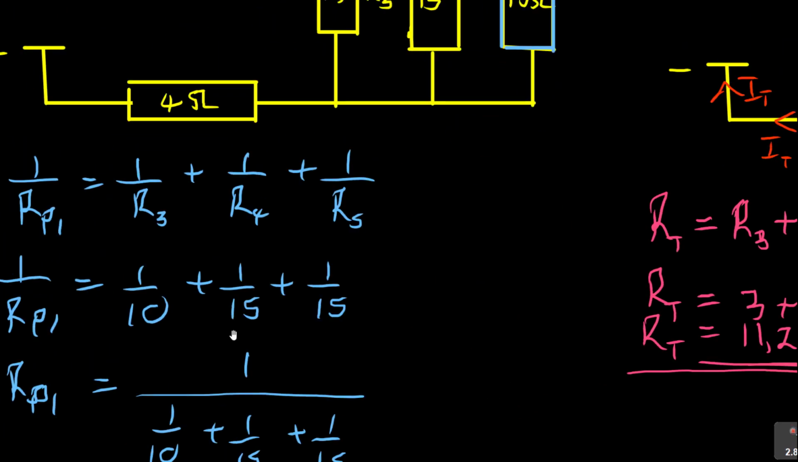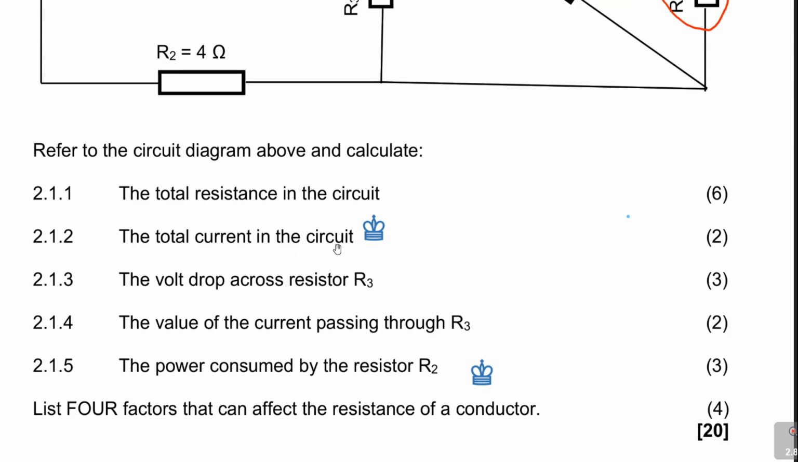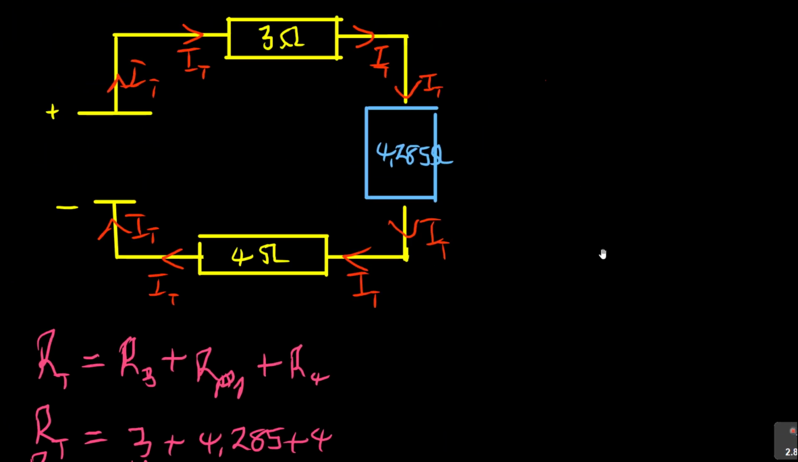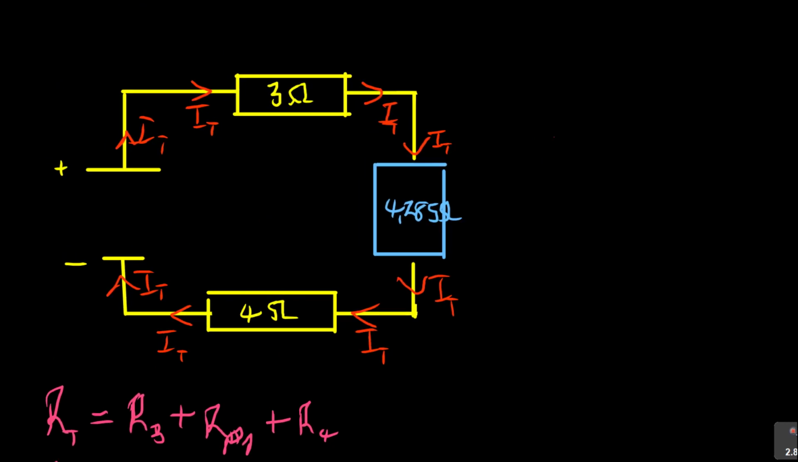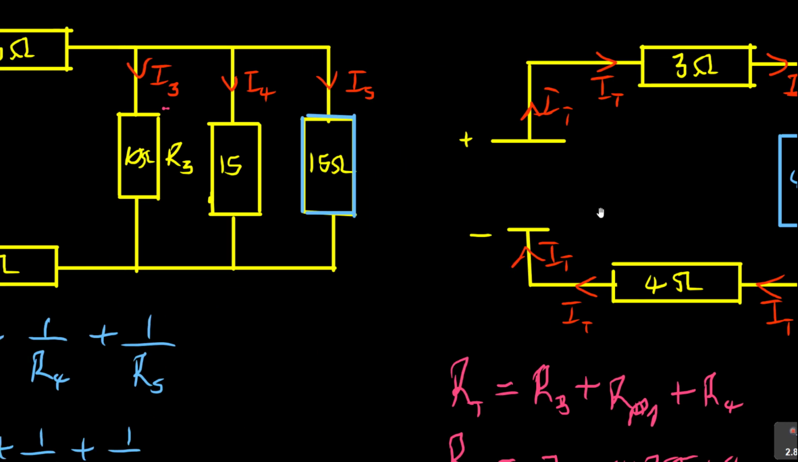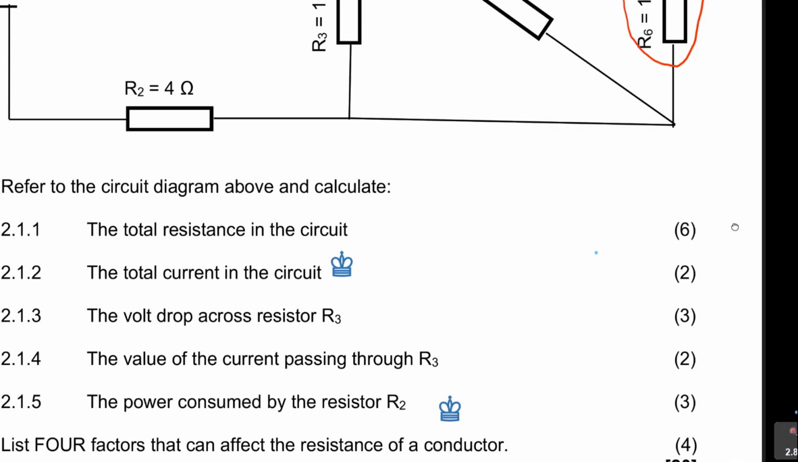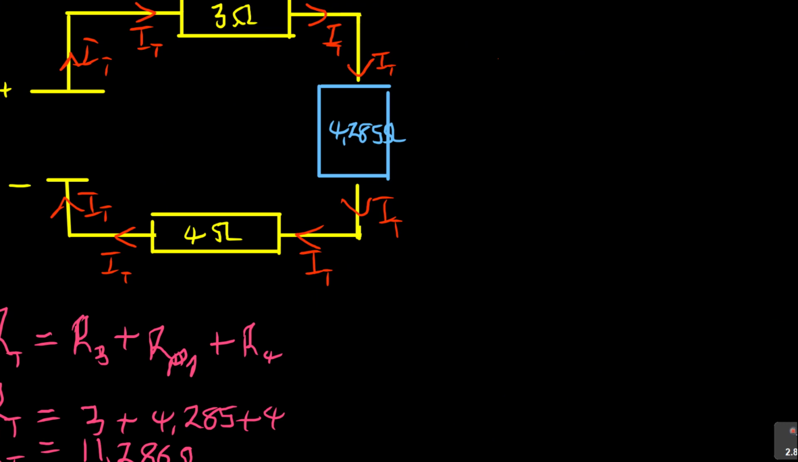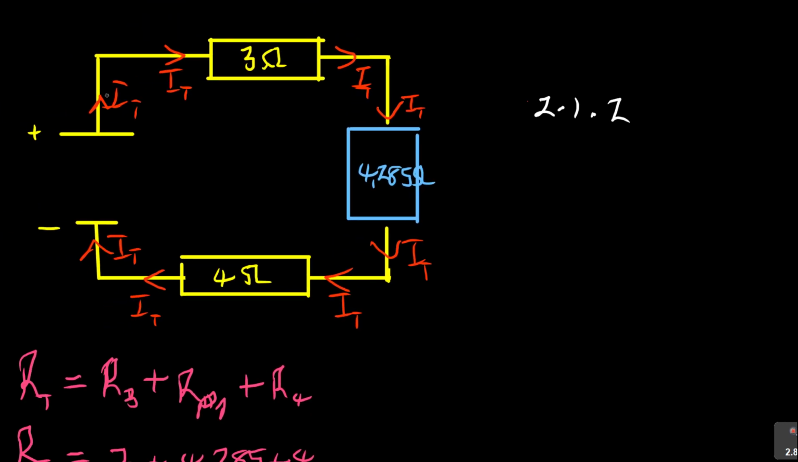Move there, move here. I'm now moving a bit faster because we've been doing this. Now the total current in the circuit, 2 marks. You go to the final circuit. This final circuit gives you the answer. This question was 2.1.2, total current. So if they want the total current, remember the part I said, you need to know the formula. What does it say?